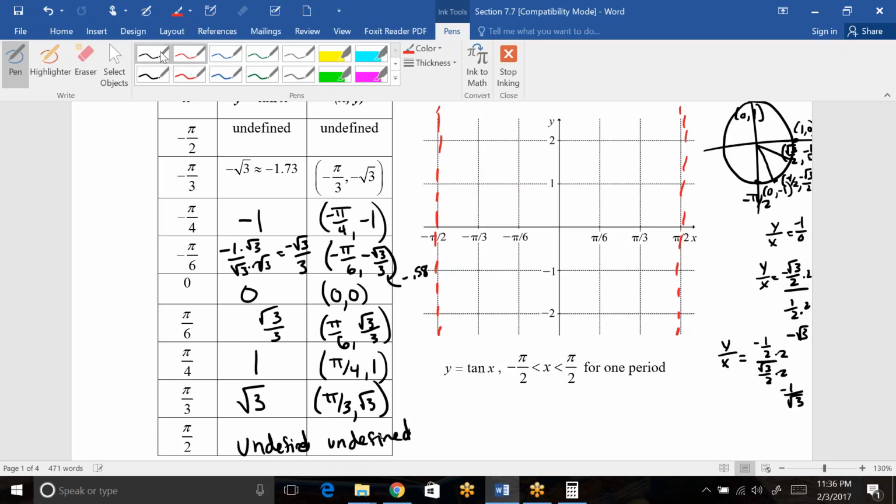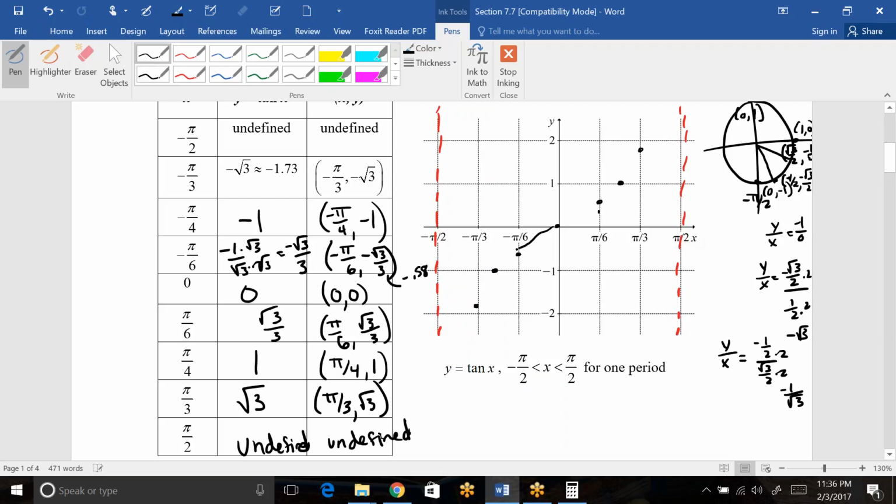So then we plot the points. Those are my two asymptotes. Those are the places that it was undefined. At negative pi over 3, we're down at negative 1.73. At negative pi over 4, we would be at negative 1. At negative pi over 6, we're at negative 0.58. At 0, we are at 0. At pi over 6, we're at positive 0.58. At pi over 4, we're at positive 1. And at pi over 3, we're at positive 1.73.